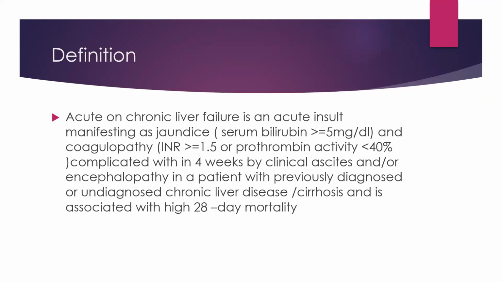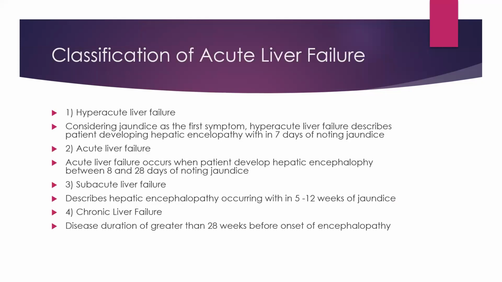Acute liver failure is defined as acute on chronic liver failure. It is an acute insult manifesting as jaundice, serum bilirubin more than or equal to 5 mg, coagulopathy, INR more than or equal to 1.5, or prothrombin activity less than 40%, complicated within 4 weeks by clinical ascites or encephalopathy in a patient with previously diagnosed or undiagnosed chronic liver disease or cirrhosis, and is associated with a high 28-day mortality.